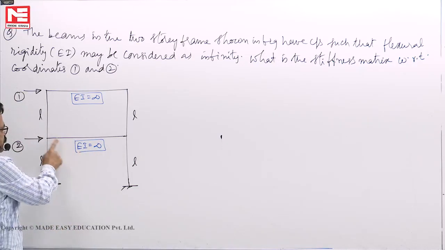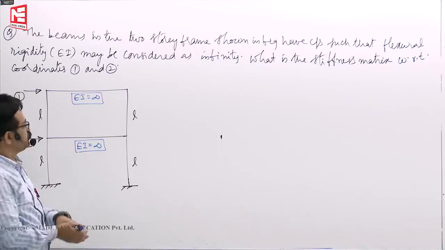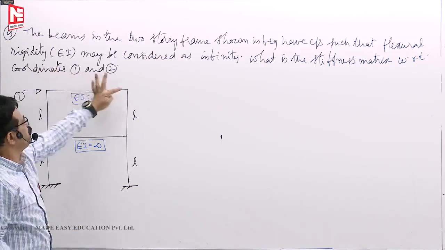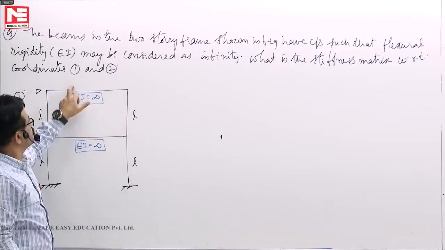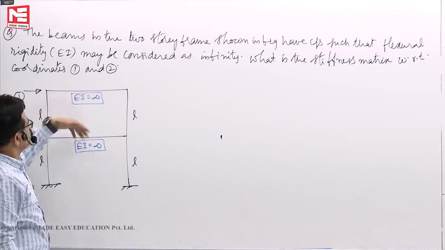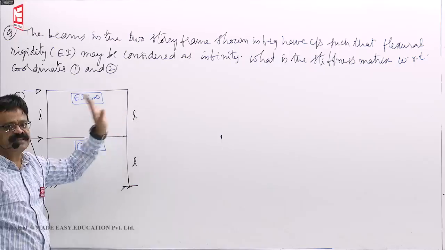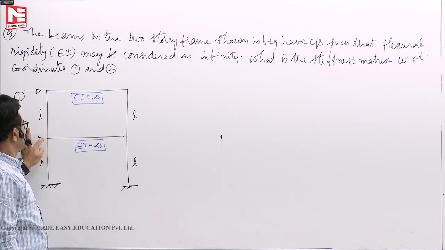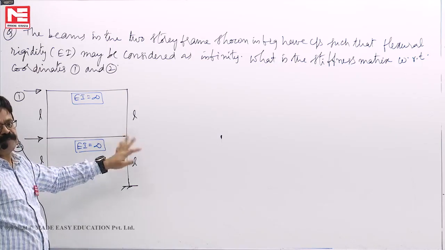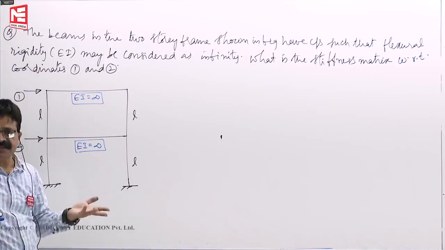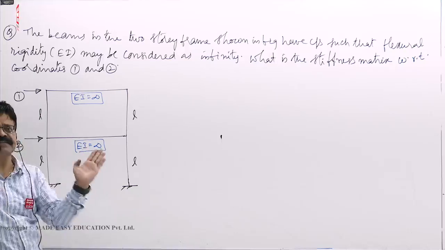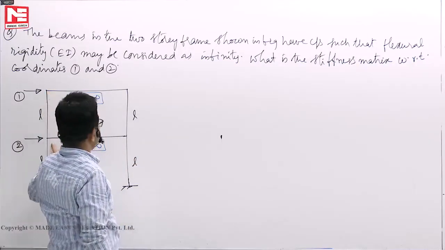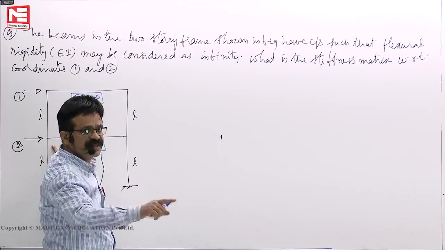Since EI is infinity, all rotations are 0. It can translate. If it translates by 10 mm, it will go by 10 mm only, because for this member nothing is mentioned, so axial rigidity we will take as infinity here. Here also it can sway. Even if the members are flexurally rigid or axially rigid, as a rigid body they can sway.